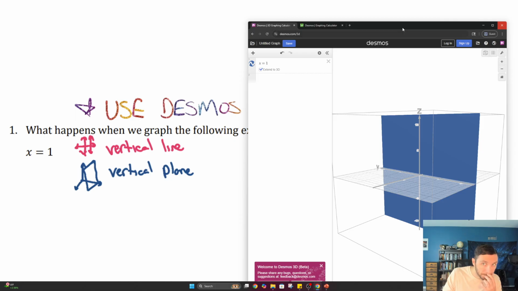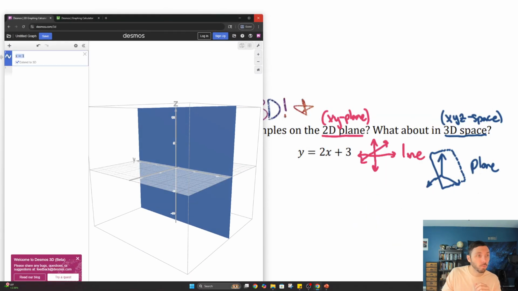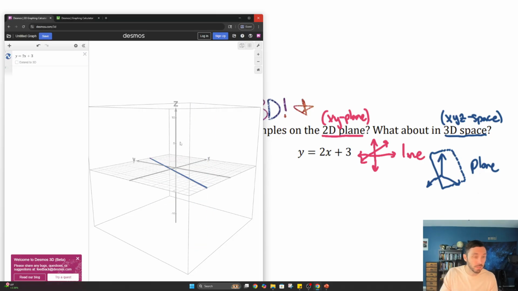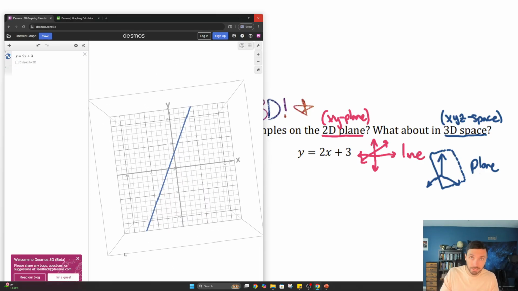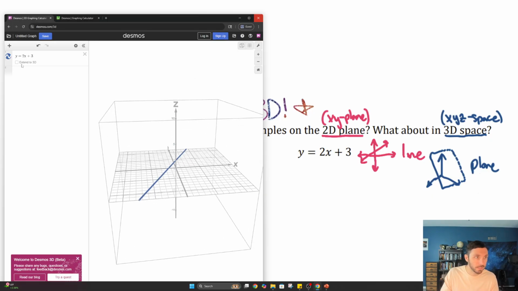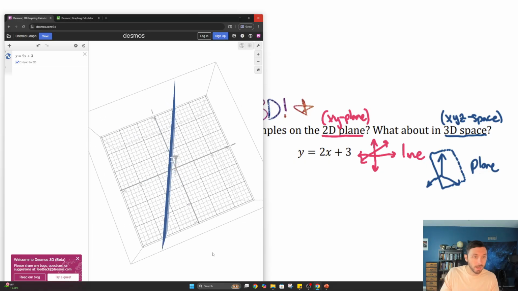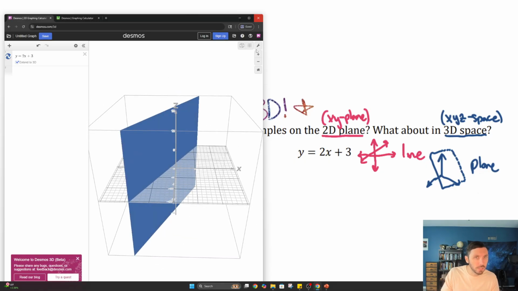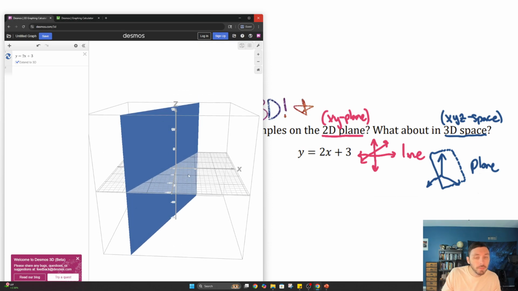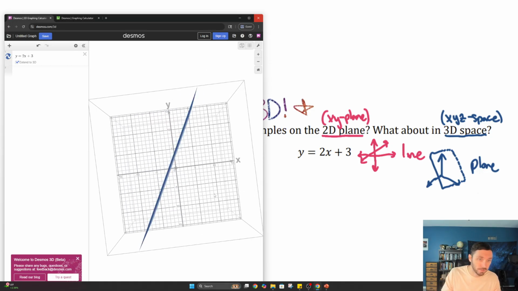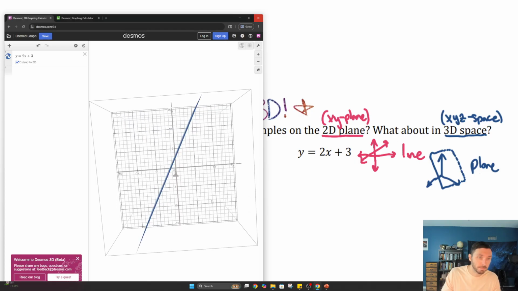All right, looking at the next one. If I were to graph y is equal to 2x plus 3, on the plane it's just a line, right? mx plus b, good stuff. But extended into space, it looks like that. So it's still just a perfectly up-down plane. You can see it at different angles. But this time I don't like how I made it look like it had a slope here. It does not, because the bird's eye view is just that line.